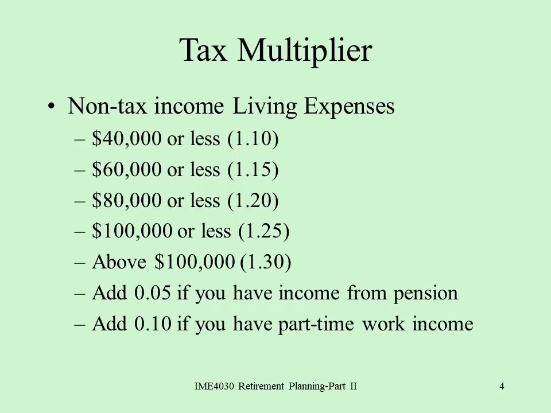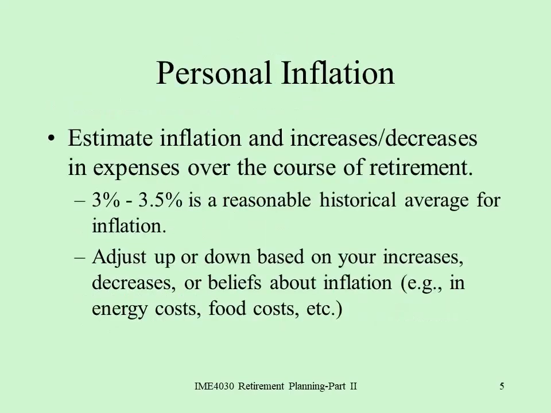Let's go to slide number 5 and look at inflation. 3 or 3.5% would be a pretty reasonable historical average for inflation. And if you want to adjust that up or down based on your feelings about the future or whether or not you think you can decrease your expenses, your costs over time, you're welcome to. But that's a personal number that you're going to use.